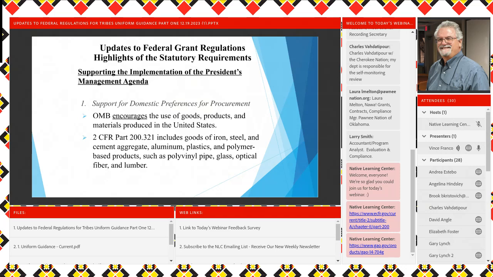This is the first one. It's a carryover from the Trump administration. Buy American, buy domestic. In particular, the Trump administration, and it's still there, encouraged the use of goods, products, and materials built in the United States, but with an emphasis on construction-related items. You can see there goods of iron, steel, cement, aggregate. Cement is made from several different things, and that's why they're talking about aggregate. Aluminum, plastic, polymer-based products, that's your PVC, polyvinyl chloride, I'm sorry, glass, optical fiber, and lumber.